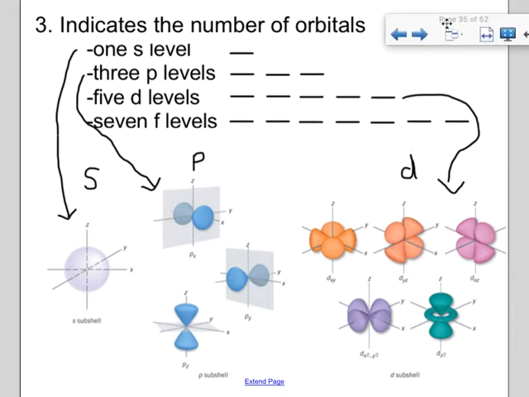So how do we represent orbitals? I know this is going to get really confusing. Here I have the different shapes: the S, the P's, the D's. I don't have a picture of the S. Each subshell is represented by a dash. So for this one S level, I have a dash, and each orbital can hold 2 electrons.